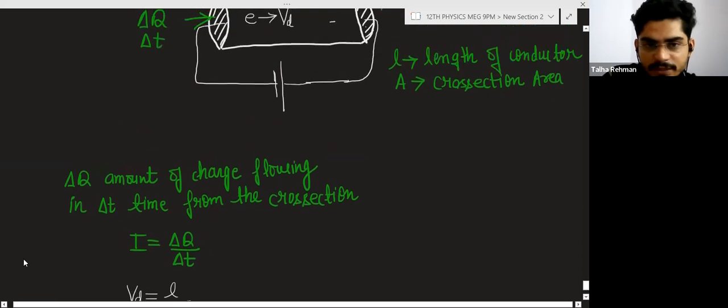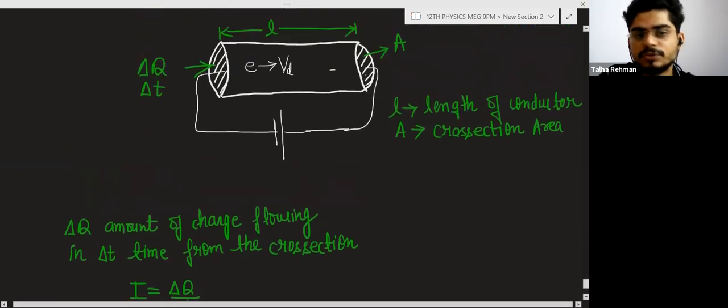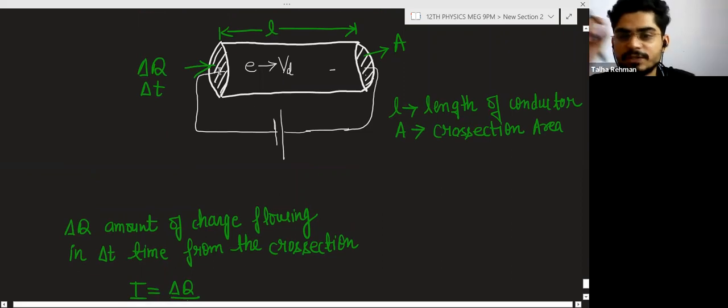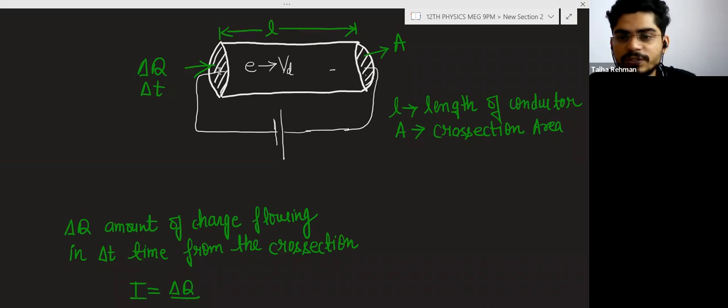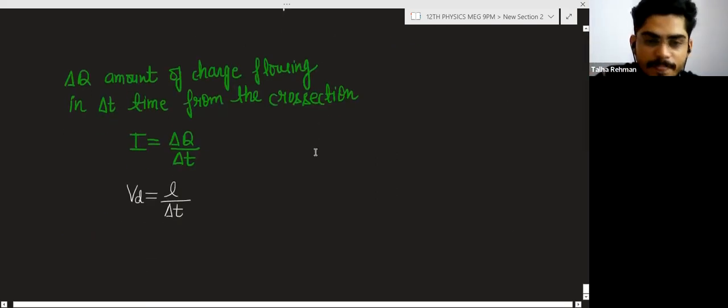I am saying that delta Q charge is flowing in delta t time, and the magnitude of drift velocity can be found by the distance covered by the electron divided by the time taken. So distance covered is the length of the conductor and time taken is delta t. So drift velocity is this.